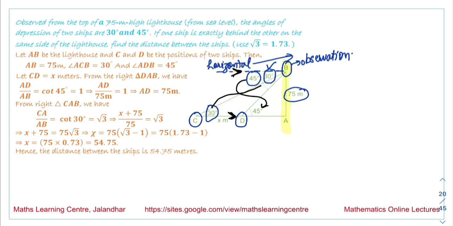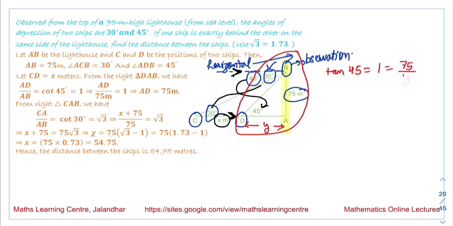Now we have to find the distance between the two ships. So we suppose that the distance between the two ships is x meters, and the distance from the point A to D, we are supposing it is y meters. If we consider the triangle BDA, we have tan 45 that is equal to 1, that is equal to 75 over y. So this gives us y is equal to 75 meters. The value of y we obtain is 75 meters.